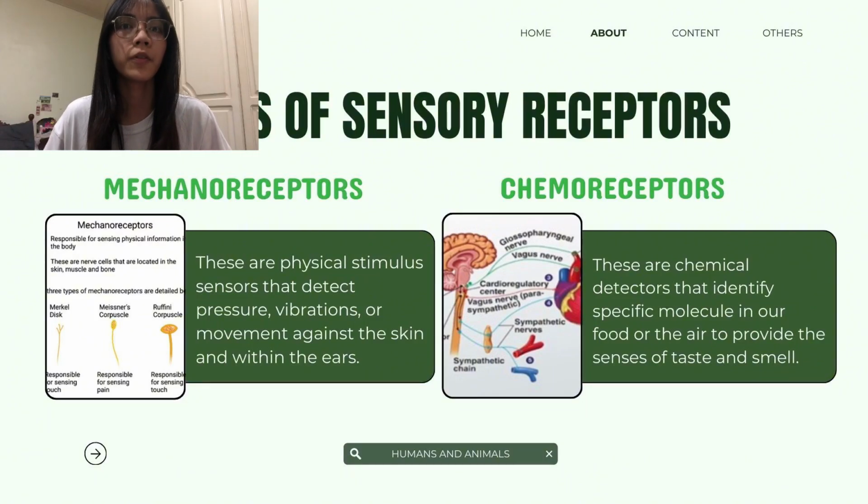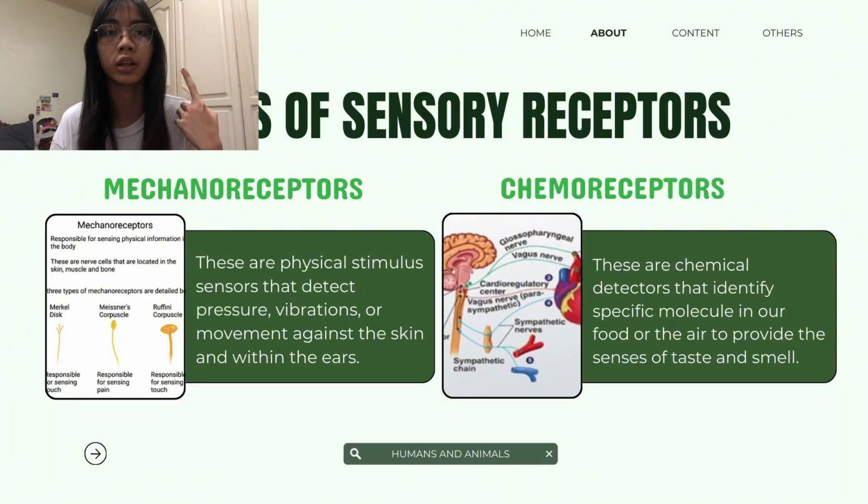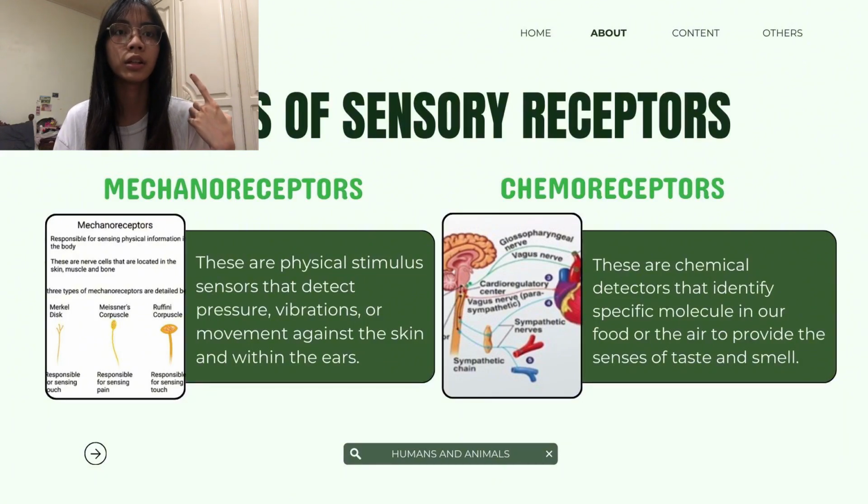The first type of sensory receptors is the mechanoreceptors. Mechanoreceptors are sensory receptors that detect physical movement. They activate when something touches your skin, or when your body is stretched or moved. Sounds can also involve mechanoreceptors because there are tiny hair cells in your ear that detect vibration, and then your brain interprets that as sound.